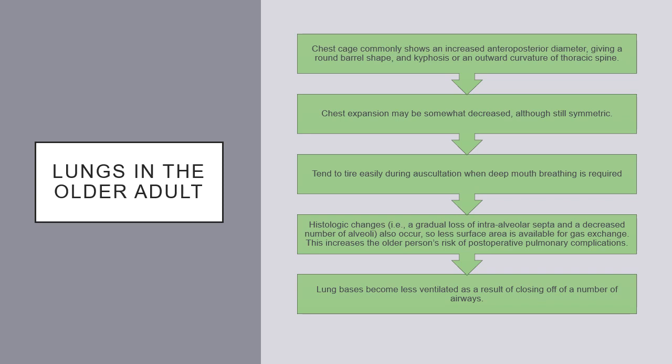Some considerations when you're doing an assessment of the older adult include that the chest cage itself could be misshapen. So we have the increased AP diameter, we have the kyphosis, we have the scoliosis. We also have some stenosis or some arthritis, and all of that can cause a decrease in chest wall expansion, which then causes a decrease in lung expansion. So the patient may or may not be symmetric, but that might be their baseline. And all of this leads to just tiring easily, especially during auscultation.